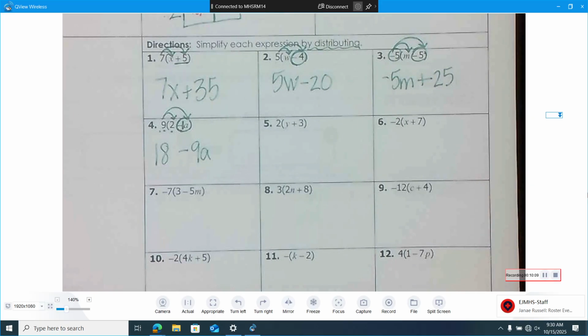Same thing here. I'll check that one. This one. Check those. Good. Okay. Good. Keep going. Good. Good.